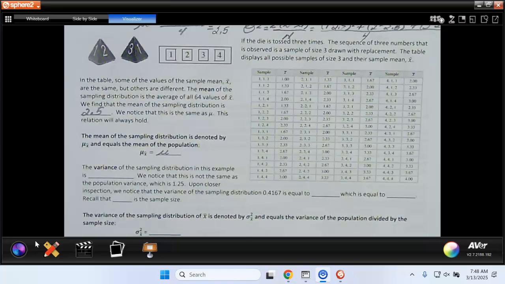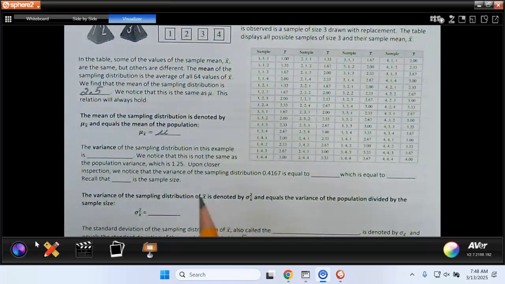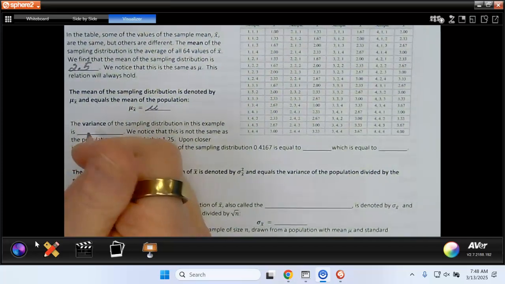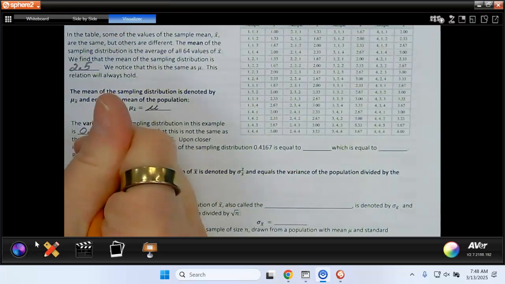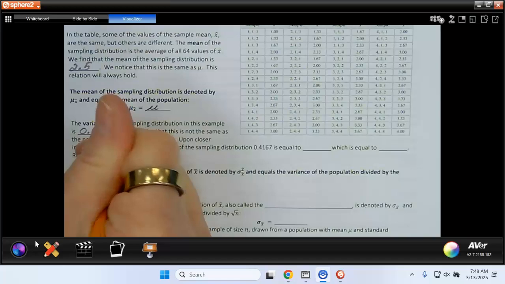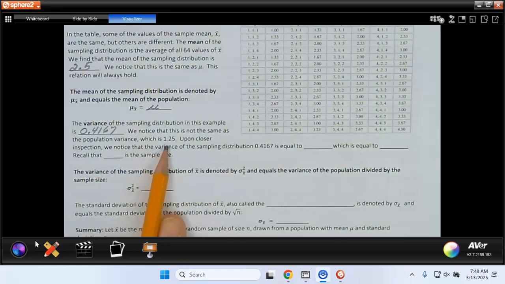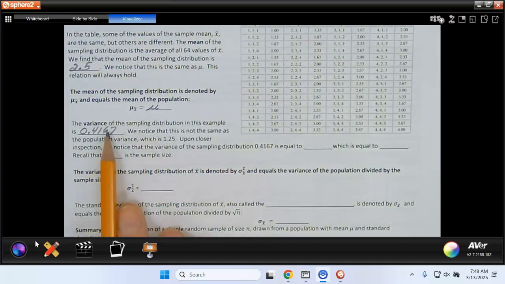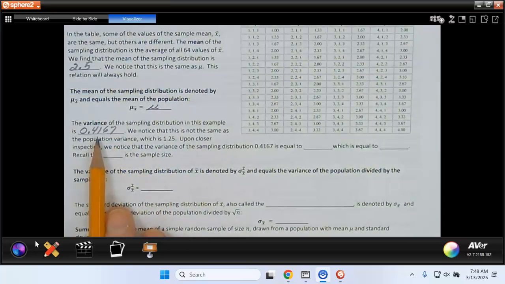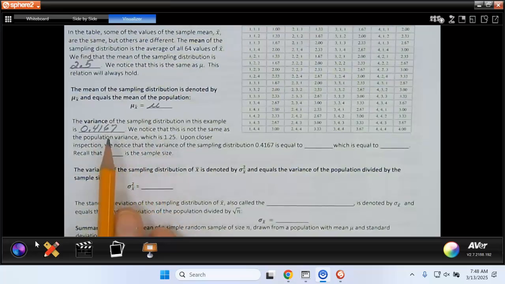The variance is, well, if we actually put this in the calculator, at one point I had you guys do that. We don't do that anymore. It took way too long. You end up with the variance being 0.4167. Okay, notice that is not the same as the variance of the population, which was 1.25. What do you notice about the variance of 1.25 of the original population and the variance of the sampling distribution of 0.4167? How can you connect those two values?